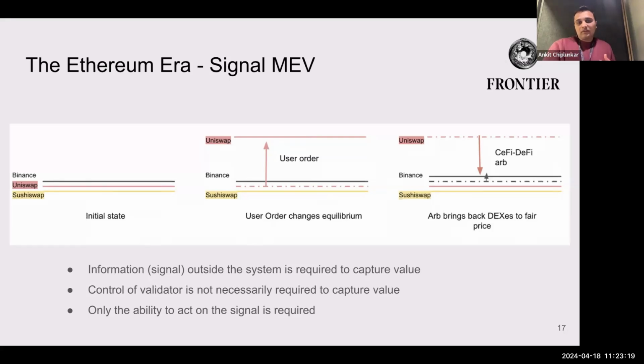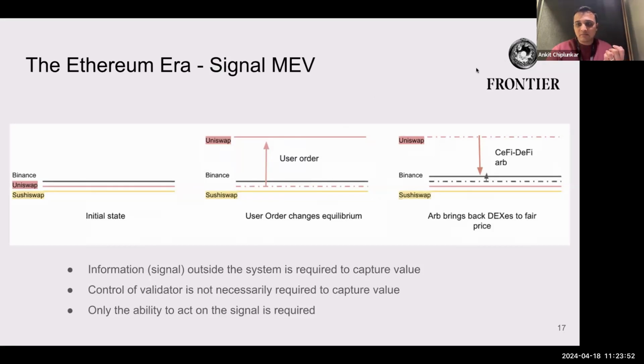And so what is signal MEV? Signal MEV is when you need information outside of the blockchain system, outside of the transaction supply chain, to extract value from the system. And we'll show later on that this way is more profitable. But you need information outside the system to capture value. And control of the validator or proposer is not necessary to capture value. Only the ability to act on a signal is required.